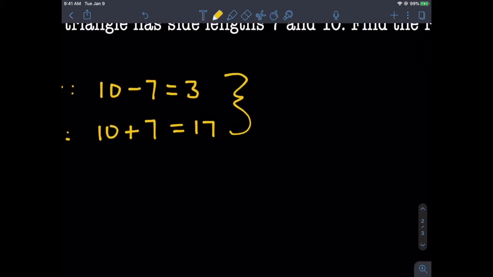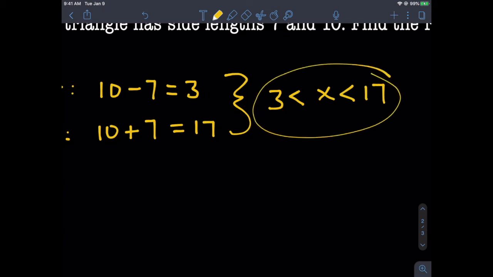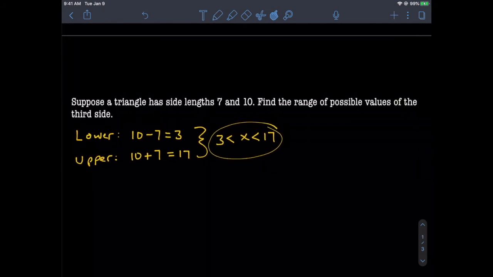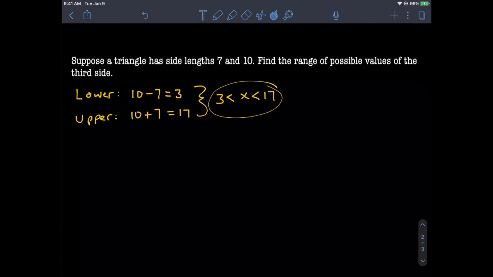Now, to report our answer, we need a biconditional inequality. This means we need 3 less than x and less than our upper boundary of 17. That's it. That's our answer. If you can minus and plus, then by golly, you can find the range of possible values of the third side in some hypothetical triangle, for whatever reason you have in your life to do that. Just remember that your answer should fit the form lower boundary less than x less than upper boundary.